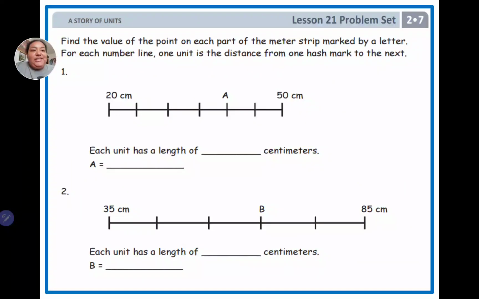And we get to our problem set. So what do I need? Well, you have to find the value of the point on each part of the meter strip marked by a letter. For each number line, 1 unit is the distance from one hash mark to the next. So from here to here is 1 unit. From here to here is another unit. So 2, 3, 4, 5, 6. 6 units. Now hash marks have 1, 2, 3, 4, 5, 6, 7. So I want you to label the points or hash marks and answer the questions.